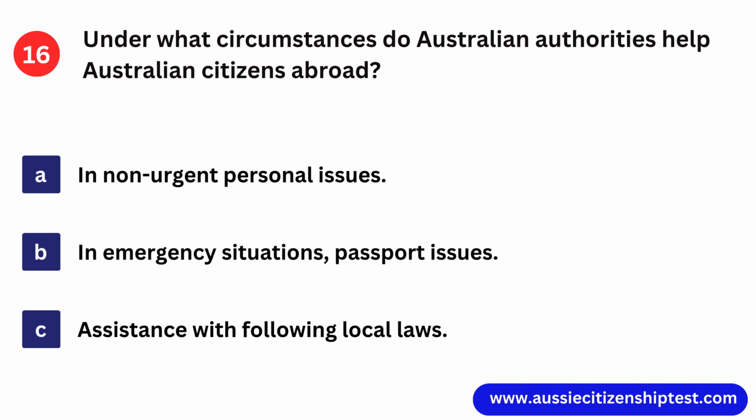Under what circumstances do Australian authorities help Australian citizens abroad? Option A. In non-urgent personal issues. Option B. In emergency situations, passport issues. Option C. Assistance with following local laws.